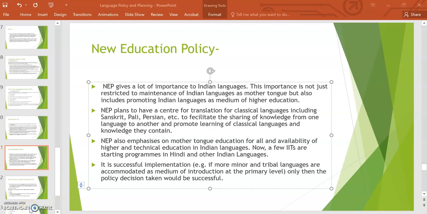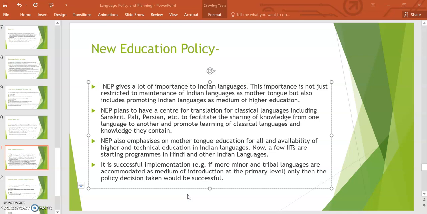Now let's discuss the new education policy that came in 2020. NEP gives a lot of importance to Indian languages. This importance is not just restricted to maintenance of Indian languages as mother tongues, but also includes promoting Indian languages as medium of higher education. NEP plans to have a center for translation for classical languages, including Sanskrit, Pali, Persian, etc., to facilitate the sharing of knowledge from one language to another and promote learning of classical languages and the knowledge they contain.